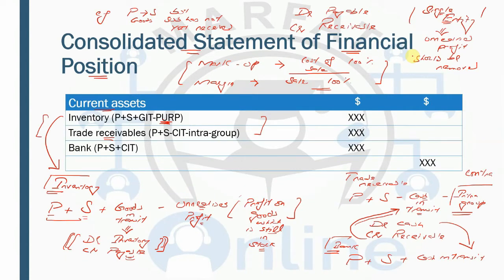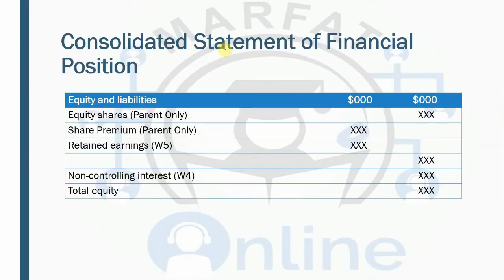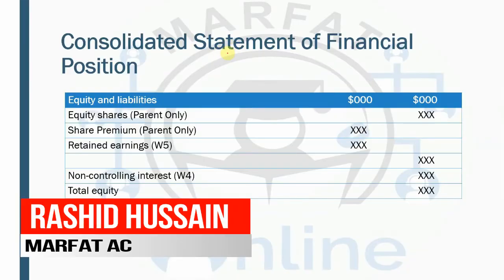So remember this: inventory is parent plus subsidiary plus goods in transit minus unrealized profit. And you have to calculate the unrealized profit by using the concept of markup and margin. Trade receivables: parent plus subsidiary minus cash in transit, because the corresponding receivable has been derecognized, and minus intragroup, meaning the contra entry. In the bank, there will be parent plus subsidiary plus cash in transit. Now cash in transit represents the receipt of cash. And when you are recording the goods in transit, there is going to be a corresponding payable as well. Right, so we have discussed the complete asset side, the non-current assets and the current assets.